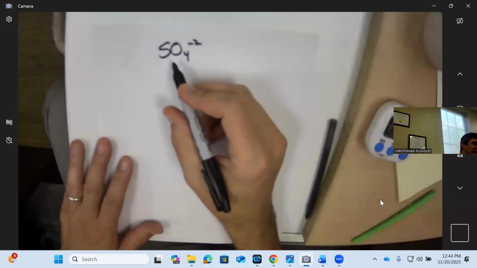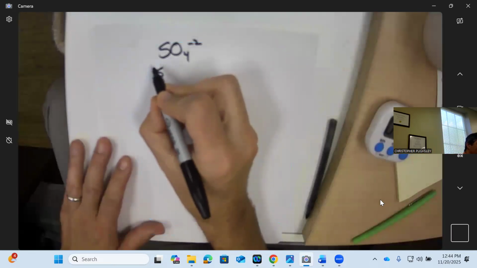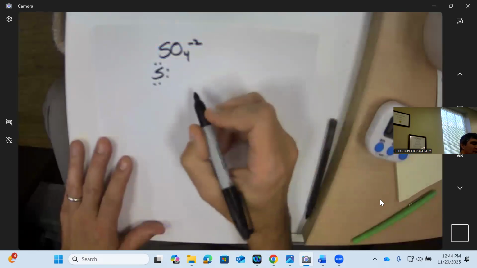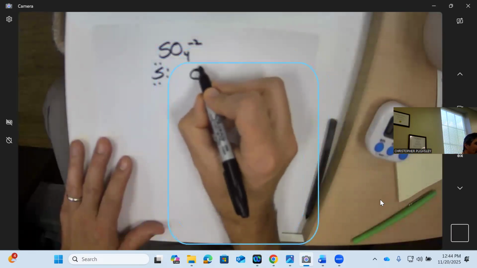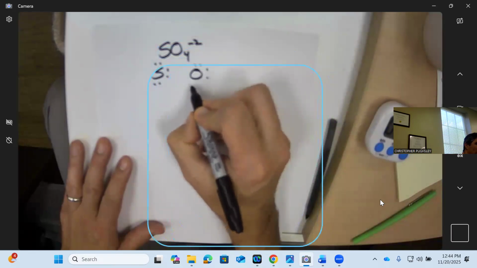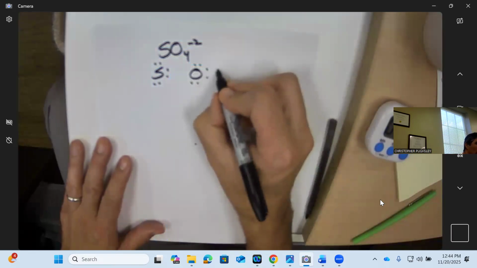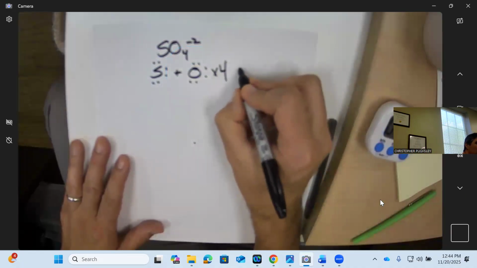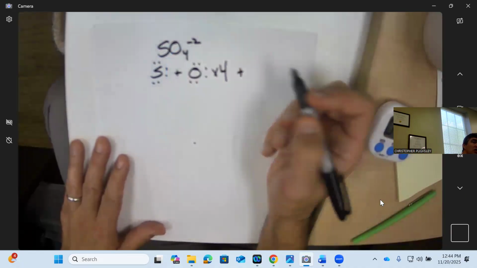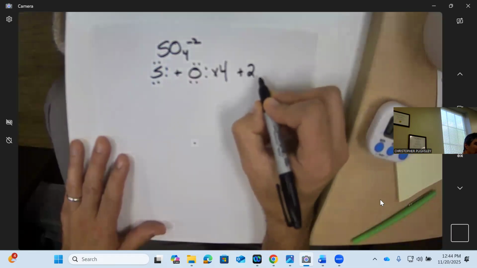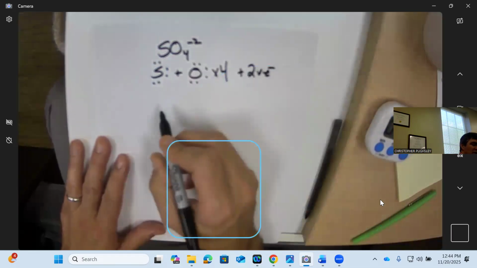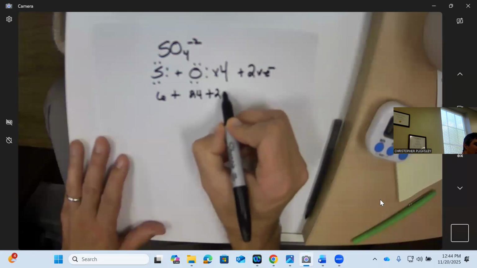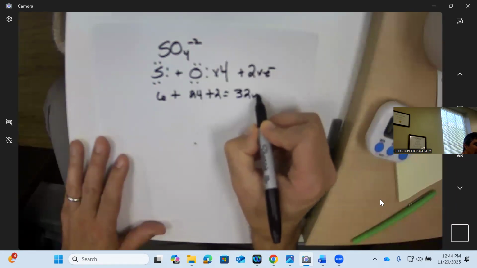So sulfate. Sulfur has 6 valence electrons: 1, 2, 3, 4, 5, 6. Oxygen has 6 valence electrons: 1, 2, 3, 4, 5, 6, and there's 4 oxygens. And it's a -2 charge, so I get 2 more extra valence electrons. That's 6 plus 24 plus 2 equals 32 valence electrons.